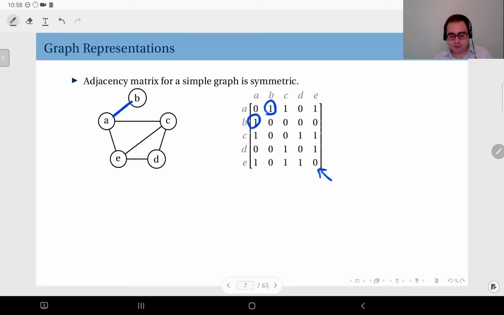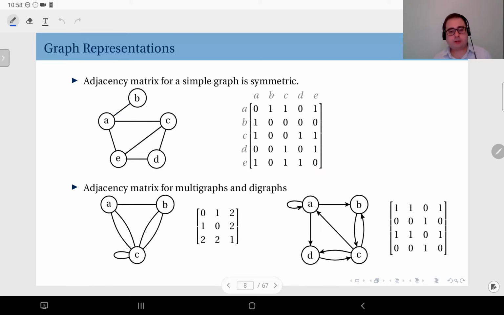Now, the adjacency matrix for multigraphs and digraphs can be formed in a similar fashion. For multigraphs, allowing loops, the only difference is that now the entries can take values apart from 0 and 1. So for instance, between B and C, here I have two edges. Therefore, between B and C, and C and B, obviously, we have the entries of 2. Now, for a multigraph, this matrix is still symmetric because the direction is not important.